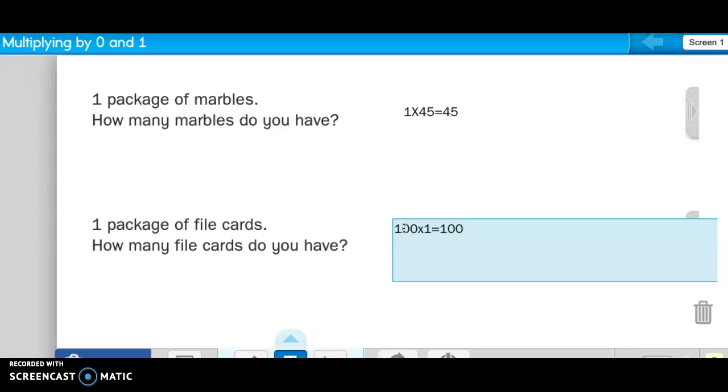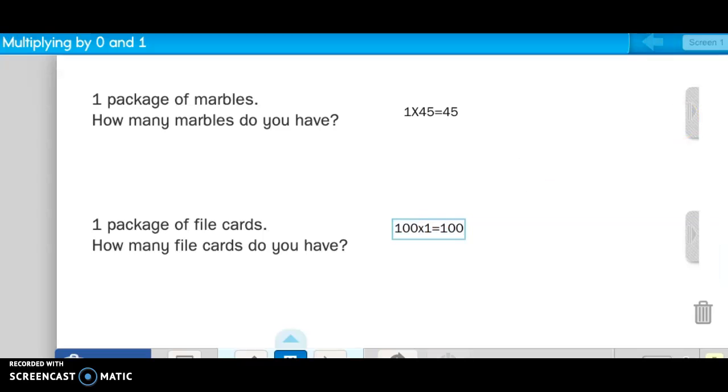Anything times 1 is the other number. So 100 times 1 equals 100. Or 1 times 100 is 100. You can switch them around anyway. So anything times 1 is the other number.